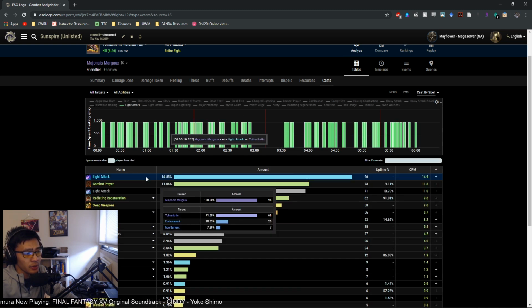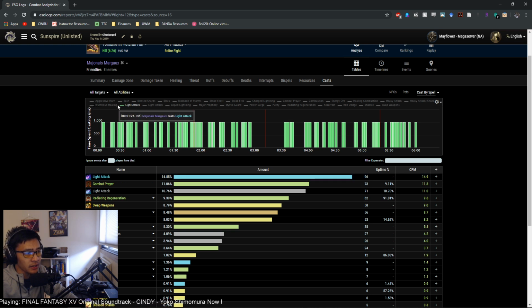Here, let's just take a look at the light attacks. We can see he's not missing any light attacks. There's a brief period here where he's not light attacking anything, a period of about 10 seconds or so. But there are light attacks between 43 and a minute 17, so we're not 100% sure what's going on here.